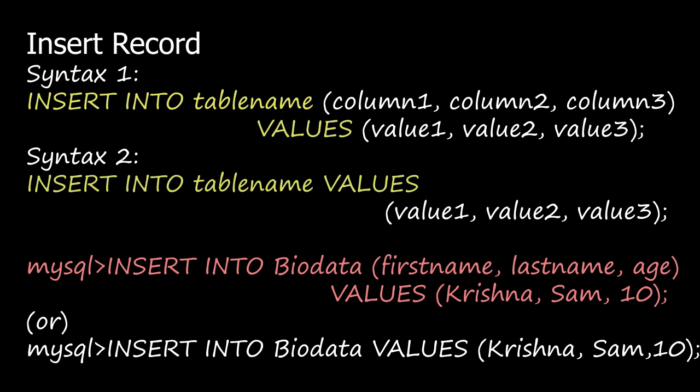First name is Krishna, last name is Sam, and the age is 10. That is given here. Or we can give in this way. If you want to give only the values, we can give like this also. Insert into biodata values, and you can give the values alone. Okay. And the next one is selecting a record.